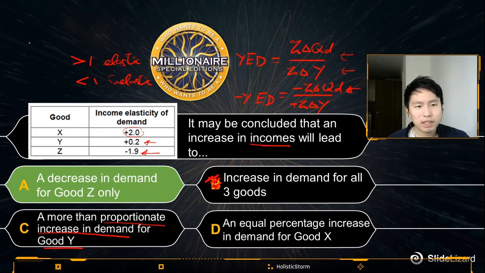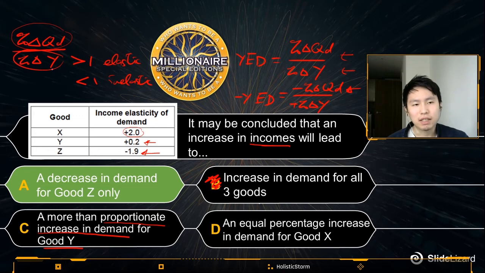And if it is smaller than 1, that means for this fraction, the change in the income, this number, has got to be bigger than the number on top, right? So the percentage change in income needs to be greater than the percentage change in how much we buy. Therefore, our incomes must increase much more for us to buy a little bit more of the product. It won't be a more than proportionate increase in demand. It should be a more than proportionate increase in income for good Y. So it won't be C.